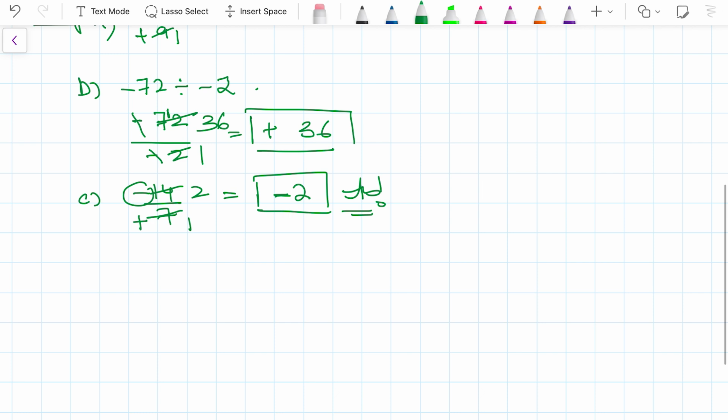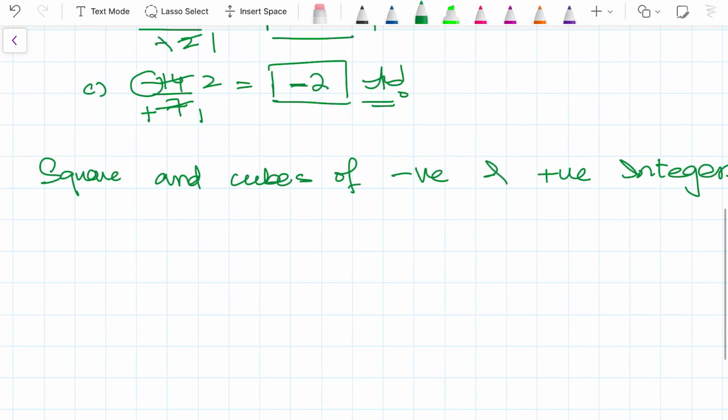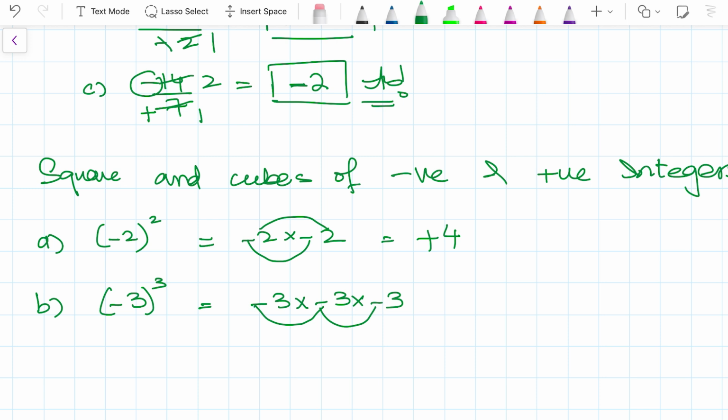Alright, now let's discuss squares and cubes of negative and positive integers. So let's take a negative 2 whole square. This square means minus 2 multiplied by minus 2. Minus minus becomes a plus, and 2 into 2 becomes a 4. B. Minus 3 cube. Minus 3 into minus 3 into minus 3. Minus minus is a plus, and then plus minus is a minus. 3 into 3 is a 9. 9 times 3 is a 27.